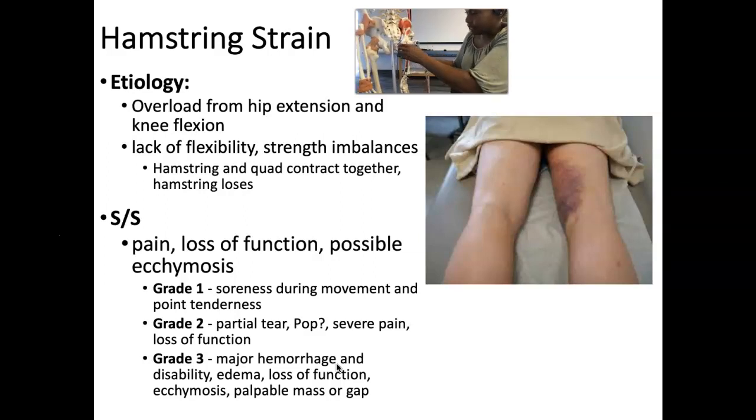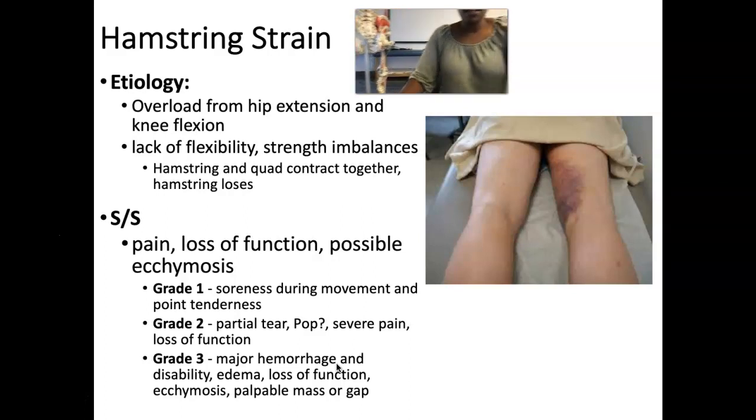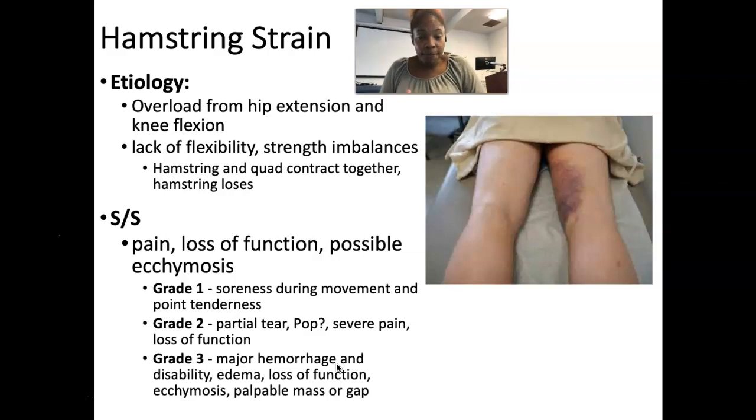You could have a mid-substance tear. You could have a mid-substance tear, right? So right here. Or you could have a distal tear, right, at their distal attachment site on the tibia or the fibula, right? So there are 3 different areas that you as clinicians will need to palpate in order to make sure that you are assessing the entire hamstring muscle.